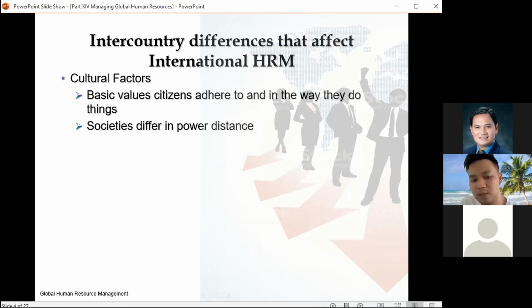And while Hong Kong managers fell between these extremes. So there's a classic study by Professor Geert Hofstede. He identified other international cultural differences. For example, Professor Hofstede says societies differ in power distance. In other words, this means the extent to which the less powerful members of the organization accept and expect an unequal distribution of power.